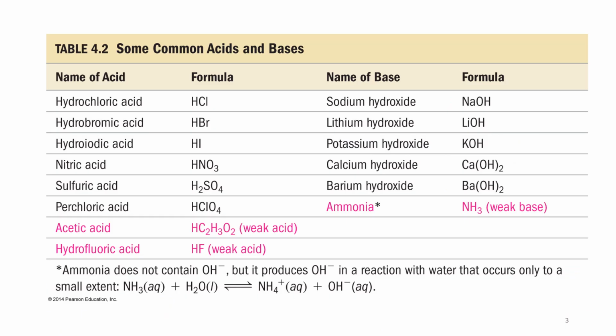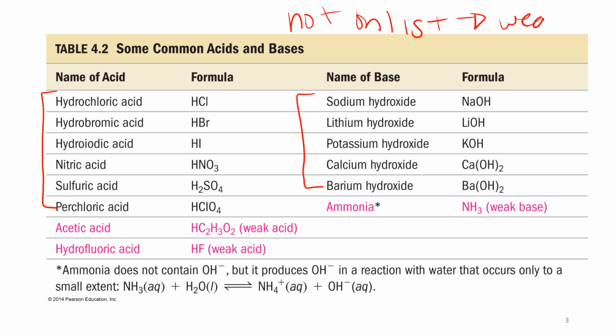So these are our strong acids and these are our strong bases. Any other acid or base not on this list is weak, whether it be an acid or a base. They do list some weak acids and bases, but otherwise everything else will be weak.